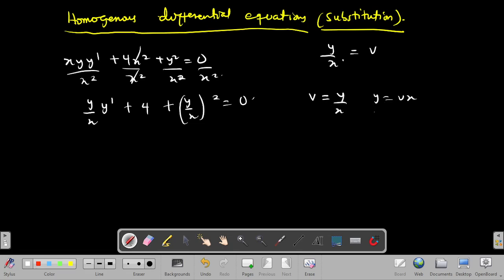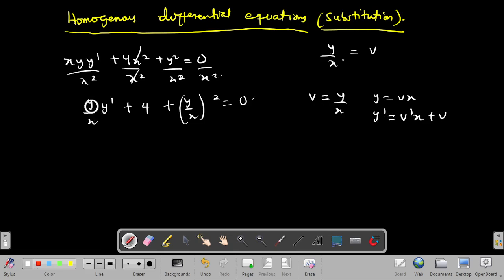So differentiating this, I get y prime is equal to, this is a product rule, v prime x plus what? V. Here I differentiated v and remained x. Now I remain v and differentiated x, which became 1. This is the substitution you're going to make. Wherever you see y over x, you put v there. Wherever you see y prime, you put v prime x plus v.